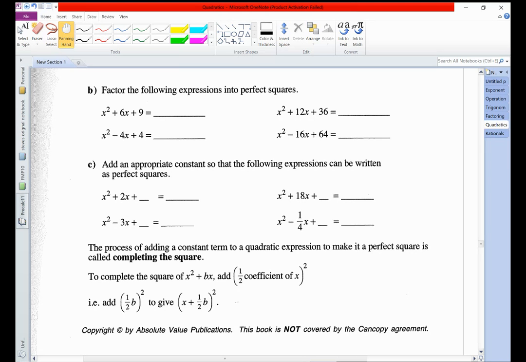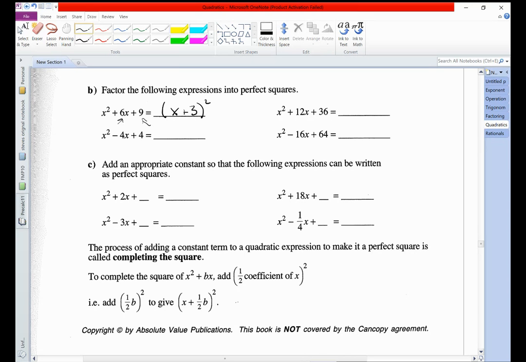x squared plus 6x plus 9. We're looking for the same number, so we want to write this as one binomial squared. We're looking for the one number that we can add to itself to make positive 6 and multiply by itself to get 9. We know 3 plus 3 is positive 6, and 3 times 3 is 9.